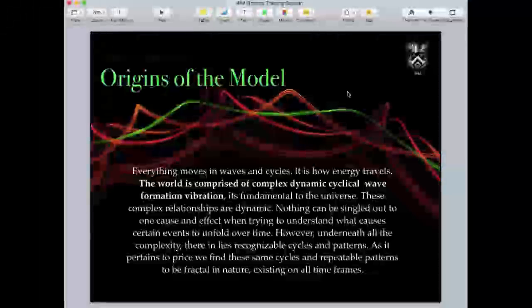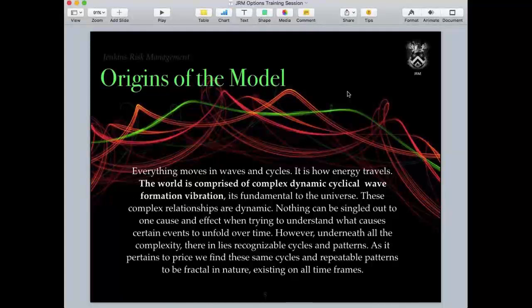Everything moves in waves and cycles, and the world is comprised of these complex, dynamic, cyclical wave formations and vibrations. To summarize, without going into the physics, that's true throughout the universe. If you've read any news within the last few years, scientists actually discovered that even gravity moves in waves. The way this applies to markets is that these patterns are moving throughout not just nature, from your heartbeat to the cycle of life itself, weather cycles, everything cycles.